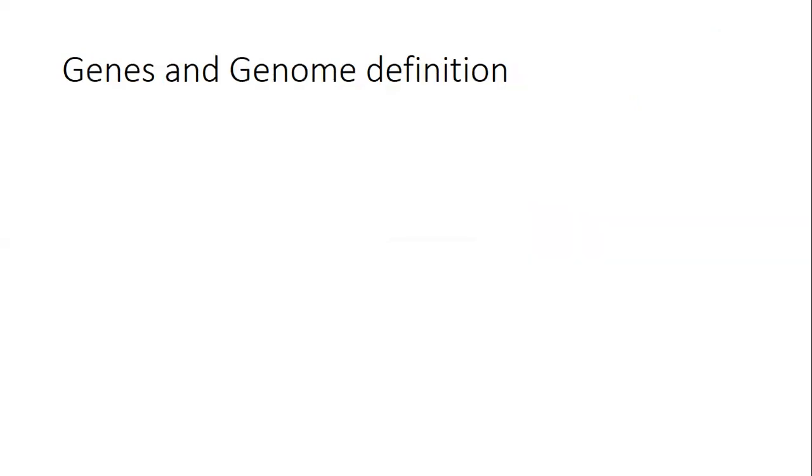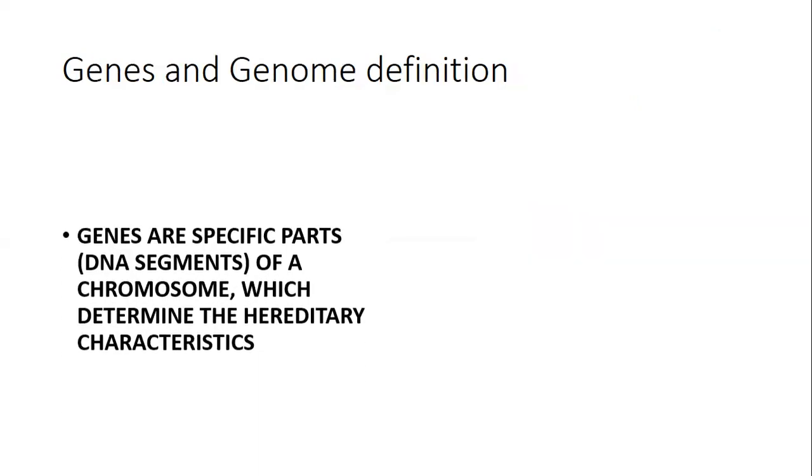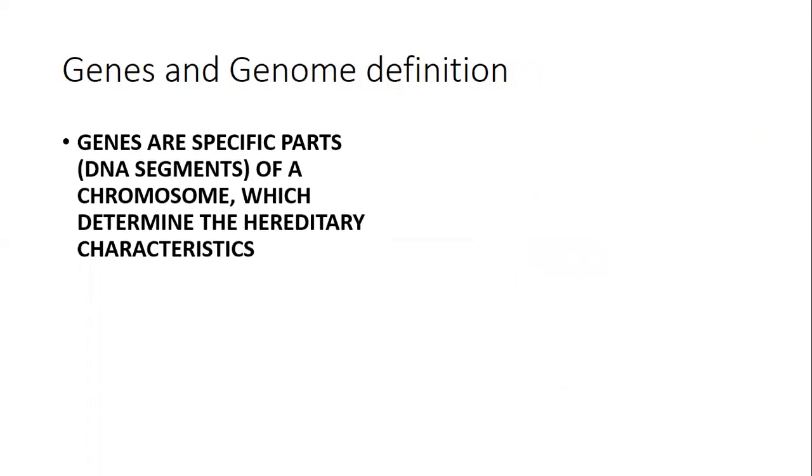Now let's see the definition of genes and genome. Genes are specific DNA segments of a chromosome which determine the hereditary characteristics. So a gene is a part of the DNA of a chromosome. There are around 20,000 genes. In your books, it is mentioned as 19,000, and in Google, it is showing 20 to 25,000. Some are showing 80,000 because they are still trying to find out the genes.